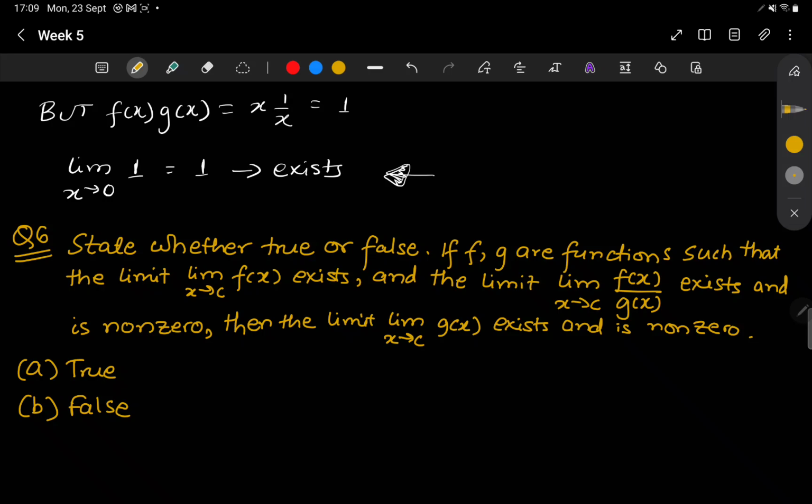If f and g are functions such that the limit as x tends to c of f(x) exists and the limit as x tends to c of f(x) over g(x) exists, then the limit of g(x) exists and is non-zero. So we need to state whether this is true or false. The poll is up again for true false type questions. Take a few minutes to answer.